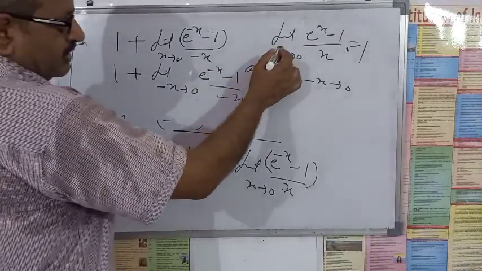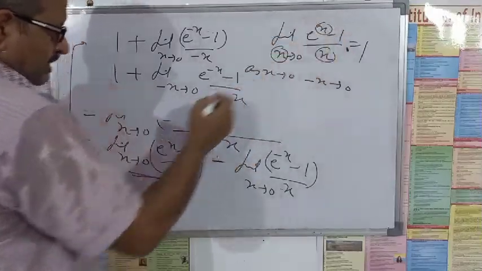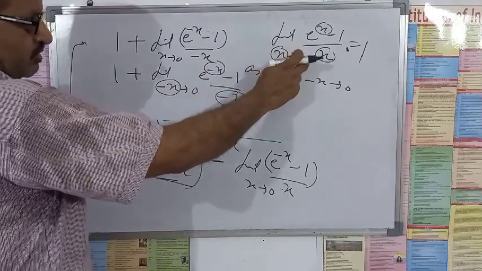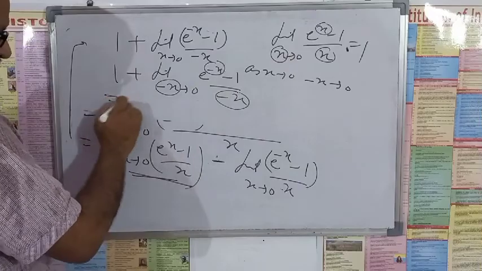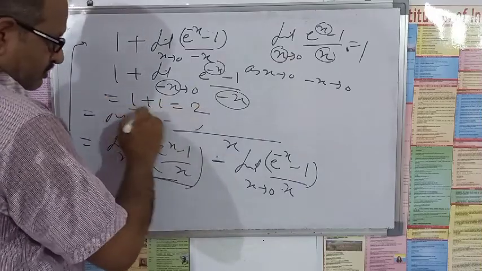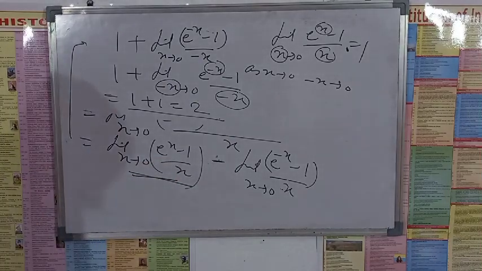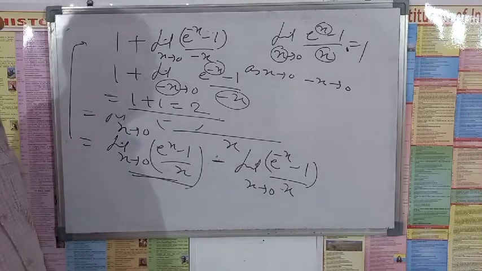See here, x, x, x, here minus x, minus x, minus x. Use this result, what will be its value? 1. So 1 plus 1 is equal to 2. So answer is 2. It was question number 3, second part.